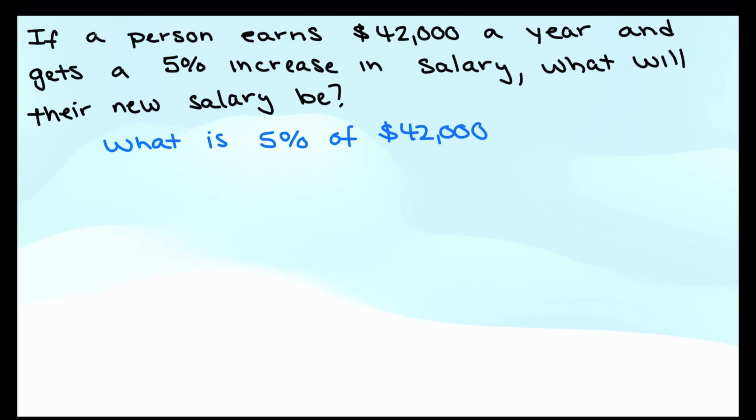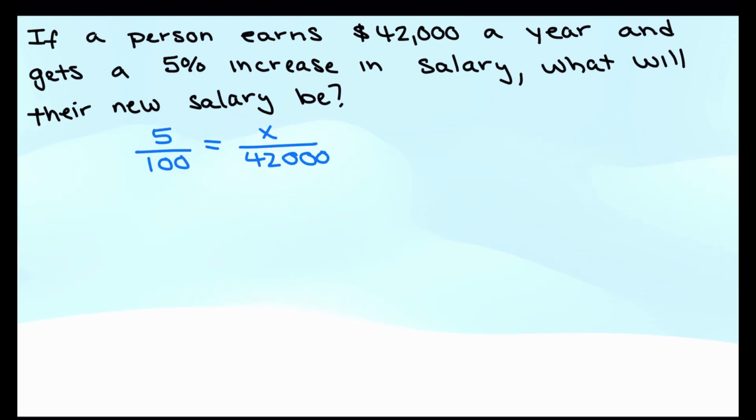So to find 5% of 42,000, there's two different ways we can do this. We can write a proportion. 5% goes over 100.